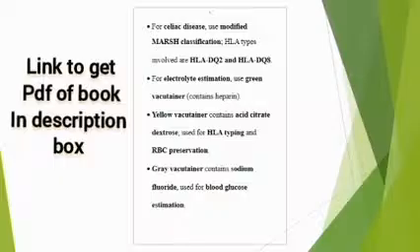Then for electrolyte estimation, you should know about the vacutainers. So the green vacutainer contains heparin and is used for electrolyte estimation. Similarly, the purple top vial contains EDTA, used for doing CBC. Then the yellow vacutainer contains acid citrate dextrose, used for HLA typing and RBC preservation. Then the gray vacutainer contains sodium fluoride. This sodium fluoride inhibits the enolase, this is the biochemistry link, and it is used for blood glucose estimation.